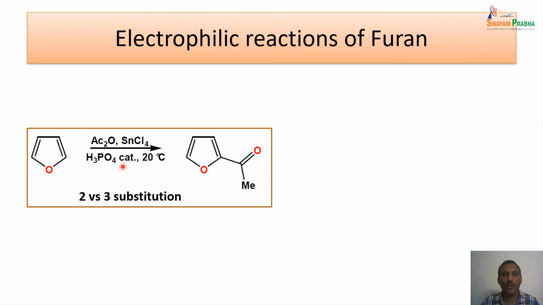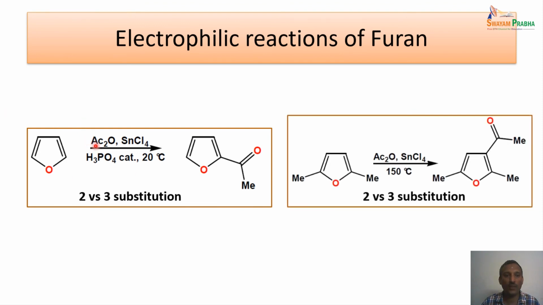So by changing the reaction conditions, it is possible to get selectively the major product between 2 and 3 positions. So running the reaction with acetic anhydride, SnCl4 and 20 degree centigrade with phosphoric acid as a catalyst, we can selectively get the 2 substituted furan, the acyl substituted furan. So this is the condition.